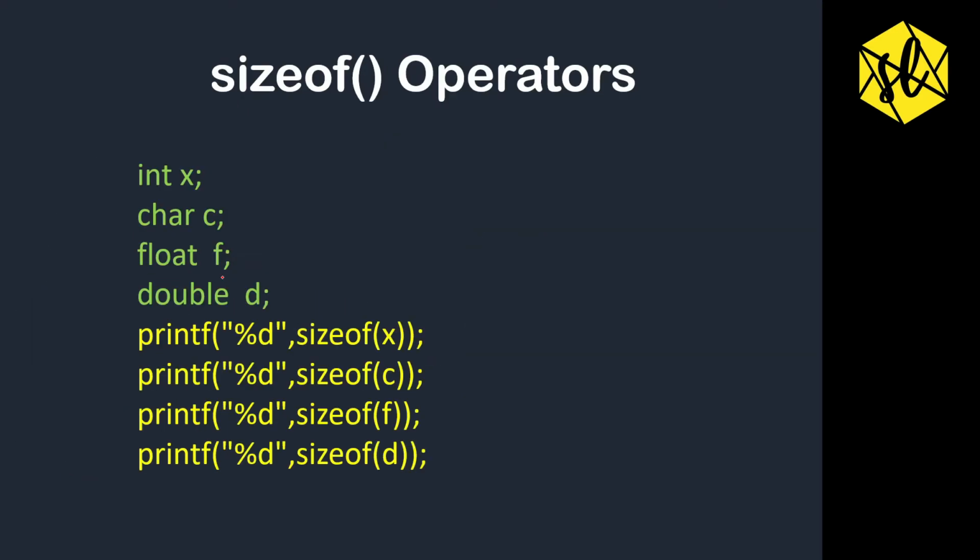Now let's see the example of the sizeof operator. So we have an integer type variable, a character type variable, a float type variable, and a double type variable. So we have sizeof x, sizeof c, and we are printing it with percent d, that is the integer type. These are the format specifiers that specify that we have to print it in integer format. So now what will be the output? Let's see this in VS Code.